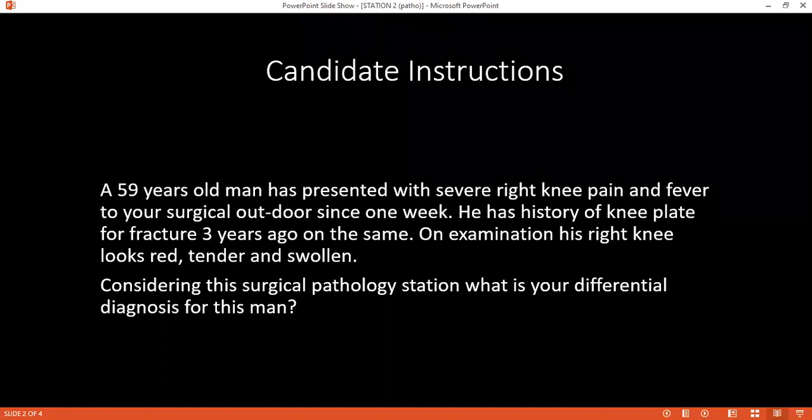Good. Okay. How would you confirm your diagnosis? I'll confirm my diagnosis by taking the right knee joint aspirate for microscopy, culture and sensitivity tests. What are the most common organisms that you can find in the aspirate? Staphylococcus aureus. Okay. Any other?